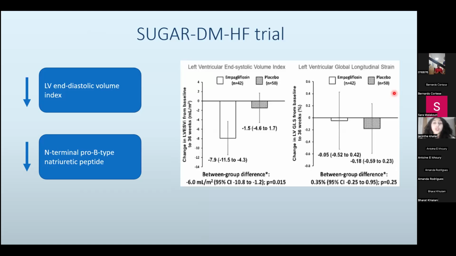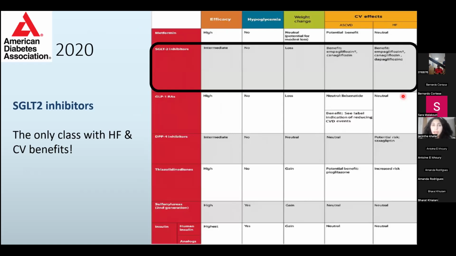Lastly, we have the DM-HEART failure trial that showed a decrease in left ventricular end-diastolic volume index and a decrease in N-terminal pro-B-type natriuretic peptide. So what makes SGLT2 inhibitors prominent among all of the other drugs that we used to use in diabetic patients? Well, a study from the American Diabetes Association showed that SGLT2 inhibitors were the only class among all of the others that had heart failure and cardiovascular benefits.